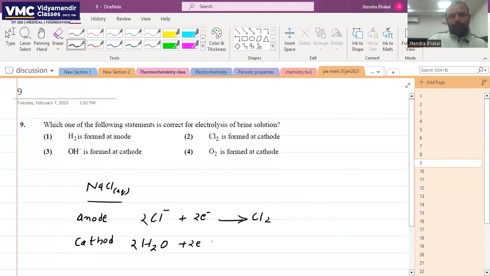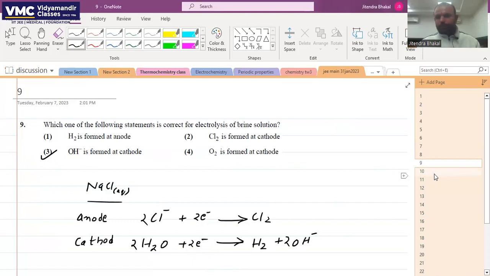So with 2 electrons, it will give hydrogen gas and 2 OH minus. Now what are the options? H2 is formed at the anode, which is incorrect. Cl2 is formed at the cathode, it is also incorrect. OH minus is formed at the cathode, which is correct. So option 3 is correct in question number 9.